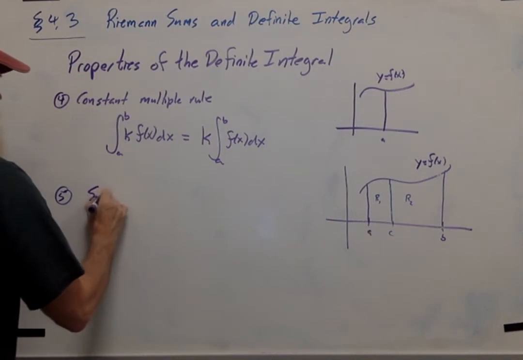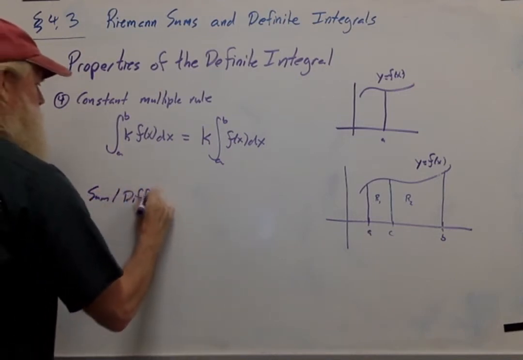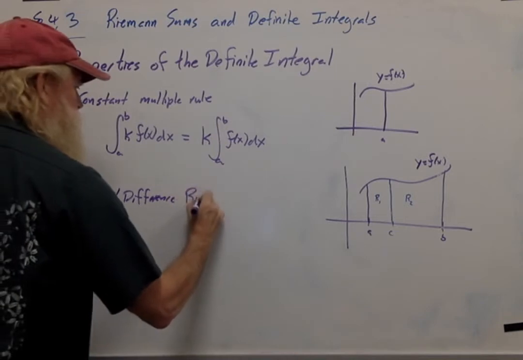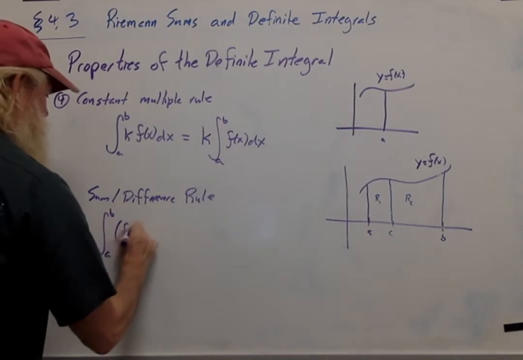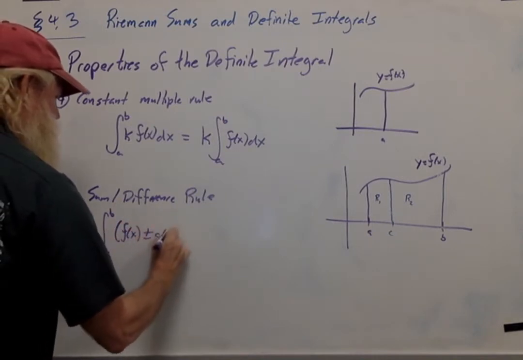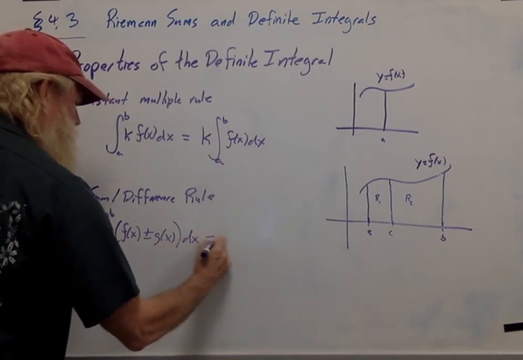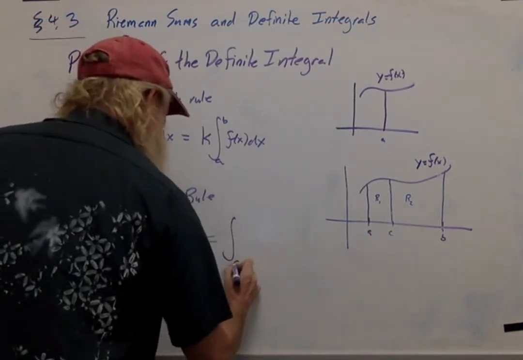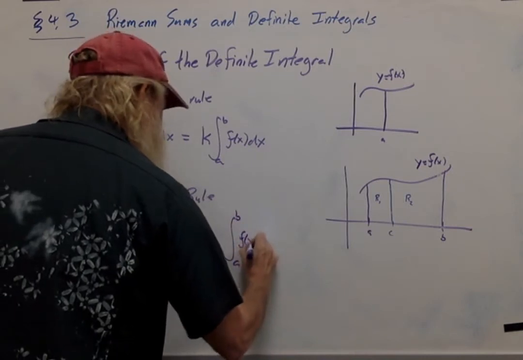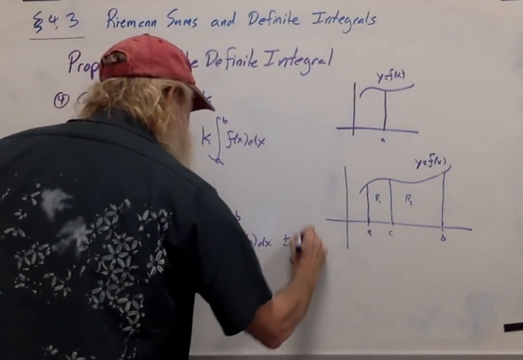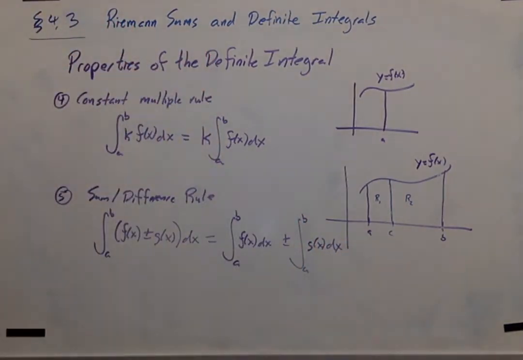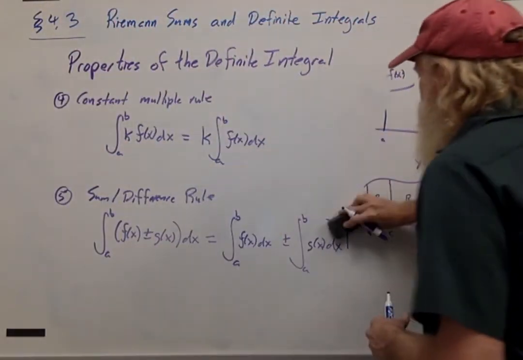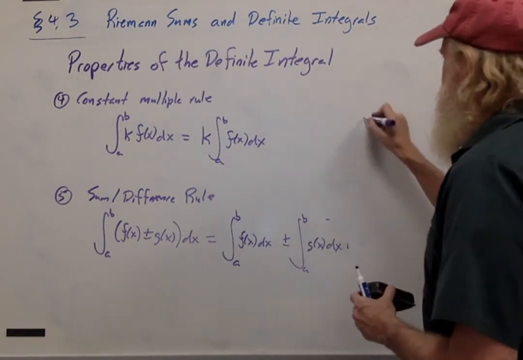And last we have a sum and difference rule. That says that the definite integral from a to b of f of x plus or minus g of x is equal to the definite integral of f of x plus or minus the definite integral of g of x. Now, some things to notice that I'm not putting on the list. There's no product rule and no quotient rule.